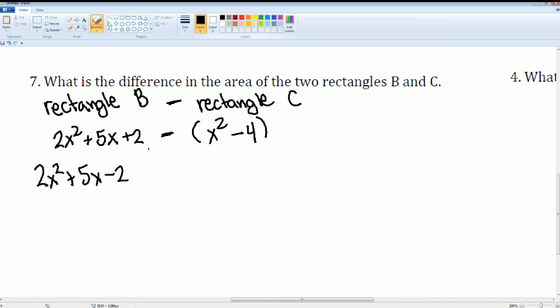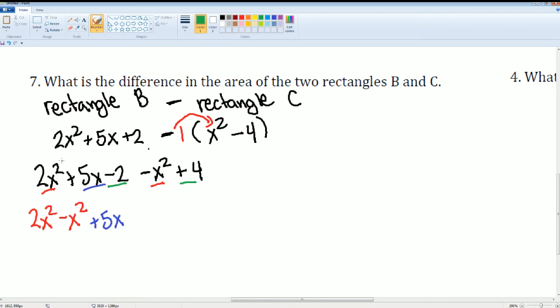But this has a negative 1 in front, right? And we distribute. So this becomes, let's see, negative x squared. Negative 1 times negative 4 becomes positive 4. Okay, these two are like terms, right? So 2x squared minus x squared. Anything else? This is kept alone. That's just 5x, so that's just 5x. That's green for the constants. Negative 2 plus 4, so that is your negative 2 plus 4. You can simplify.